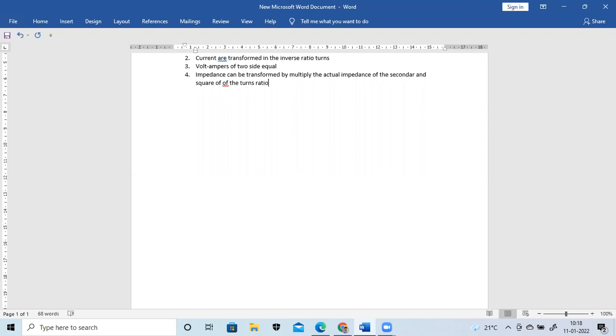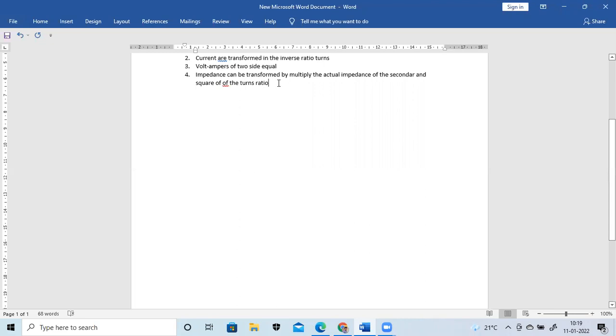Turns ratio. That means Z2 dash equals Z2 into (N1 by N2) whole square. Here two loops are working: this is the feeder loop, and this is the primary loop. If you want to transfer the primary side impedance towards the secondary side, then it becomes Z1 into (N2 by N1) whole square.